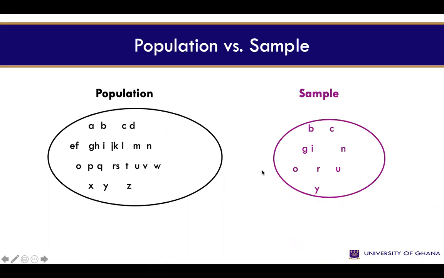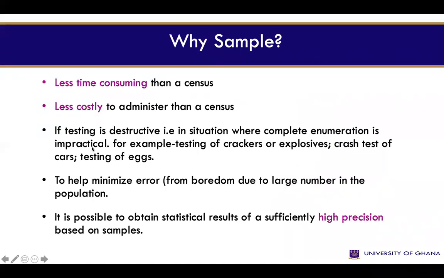So these are certain things. Maureen talked about the time saving and then the cost saving. So sampling is less time consuming than a census, less costly to administer, and has the destructive nature of the test, and it minimizes errors from boredom, as Maureen said. And it's possible to obtain statistical results of sufficiently high precision.